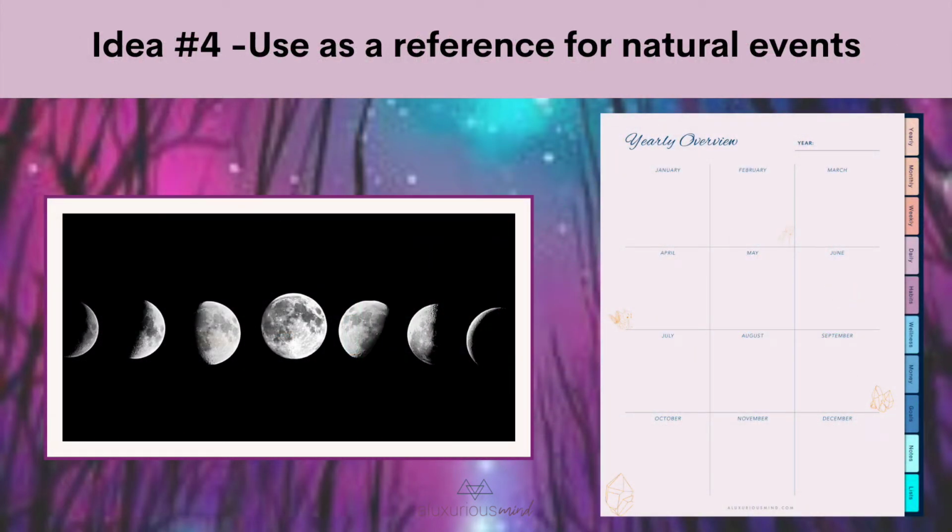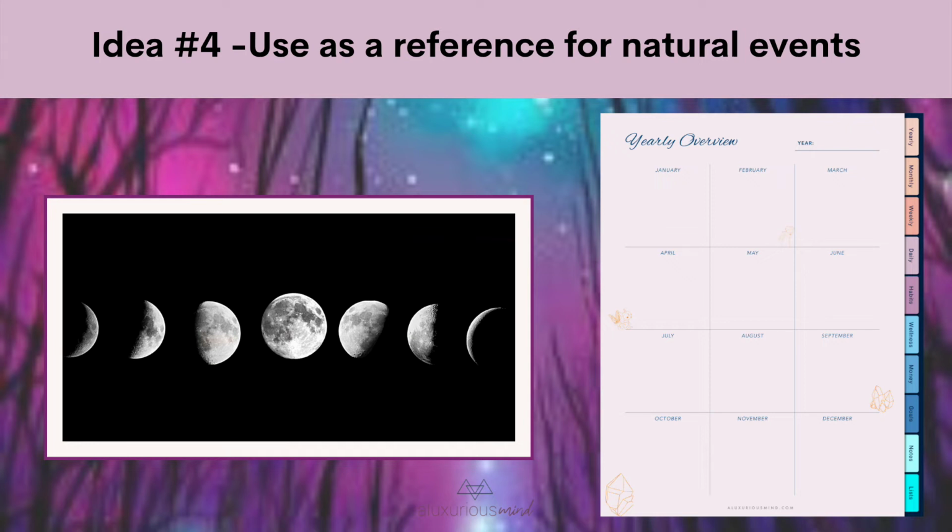Idea number 4: use your yearly layout as a reference for natural events that are important to you in your life. So some practical things might be documenting when time changes occur, such as daylight savings time, hurricane season, if you live in a place where maybe you have those kinds of events happening. Also, if your career or your hobby really involves nature, maybe there are trends that are associated with that profession or that hobby that would be beneficial to have tracking at a very high level.